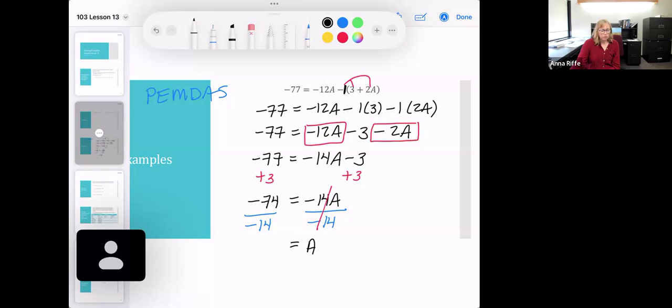Negative 74 divided by negative 14. Negative divided by negative is a positive, so that gives you 5.29, as you all were telling me in the chat. So nicely done. Any questions on that one?